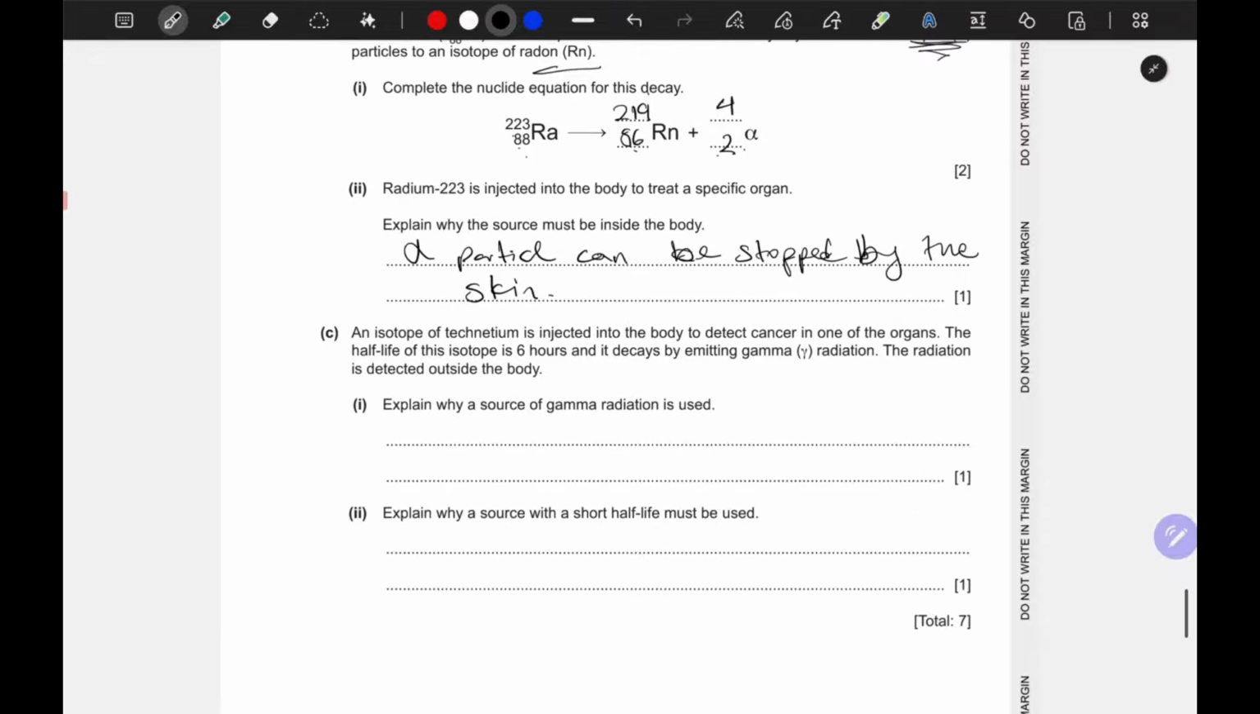Part C. An isotope of technetium is injected into the body to detect cancer in one of the organs. The half-life of this isotope is 6 hours and it decays by emitting gamma radiation. The radiation is detected outside the body. Explain why a source of gamma radiation is used.